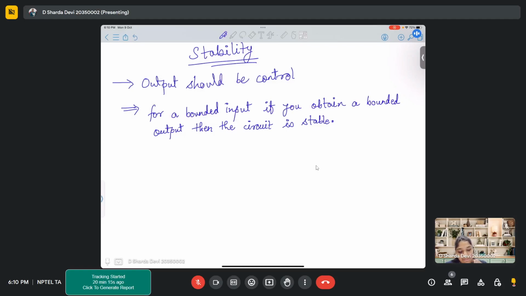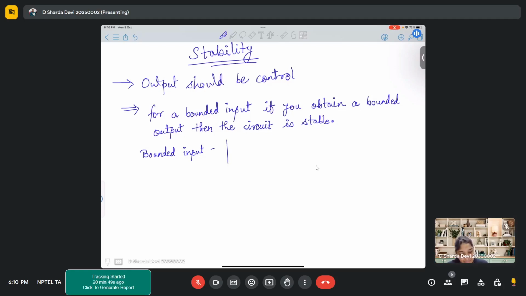Like if you have a bounded input and you get a bounded output, then your circuit is considered to be stable. Now the question is, what is bounded input? Have you ever heard about it? Yes, ma'am. What is it? Ma'am, in signal system point of view, it should be a finite value. Yes. So bounded means it has a certain limit, right? So basically, it is a single value or it is controlled, like a controlled input.